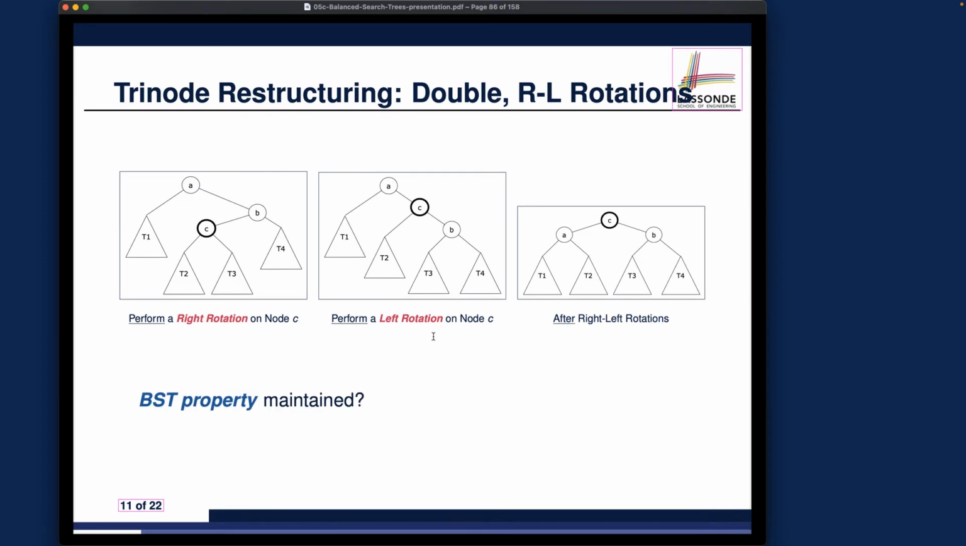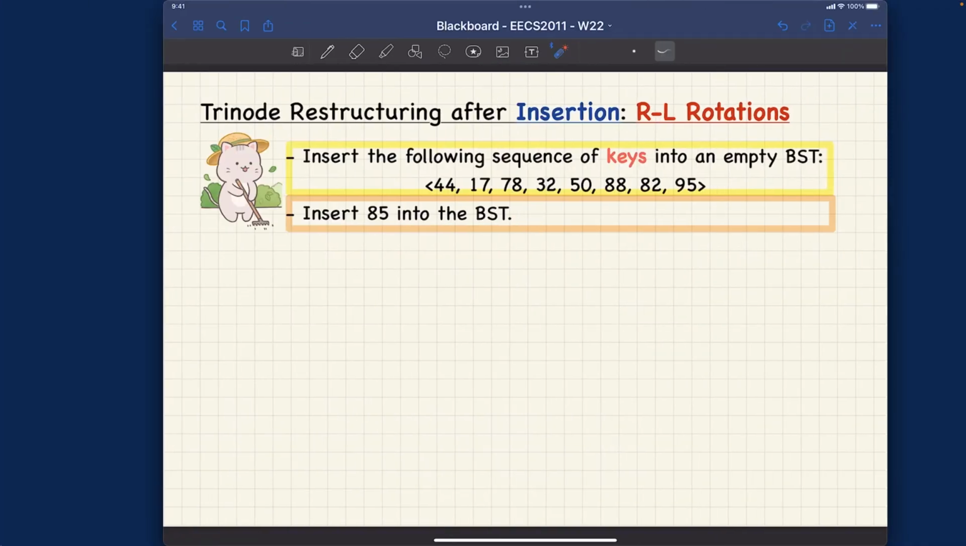And of course, always remember to check the in-order traversal sequence. That should be the same, doesn't matter how many rotations we do. After the first rotation, after the second rotation, the in-order traversal for the tree will always be this particular sequence. That's always important for you to keep in mind. Alrighty, let's now do the exercise together.